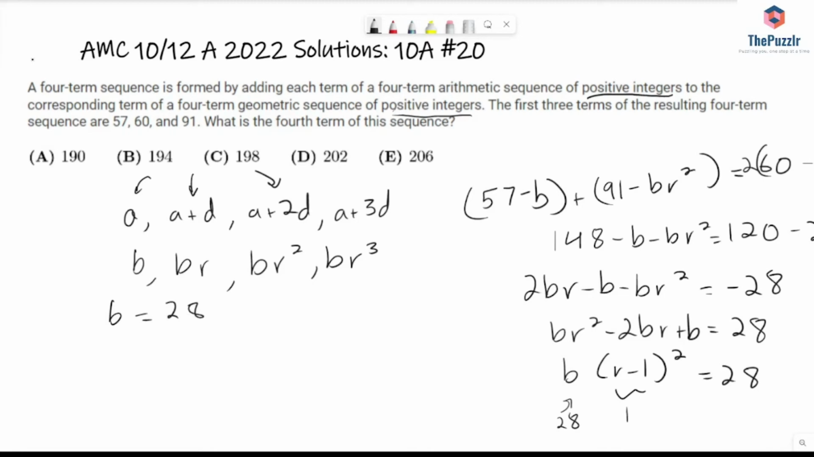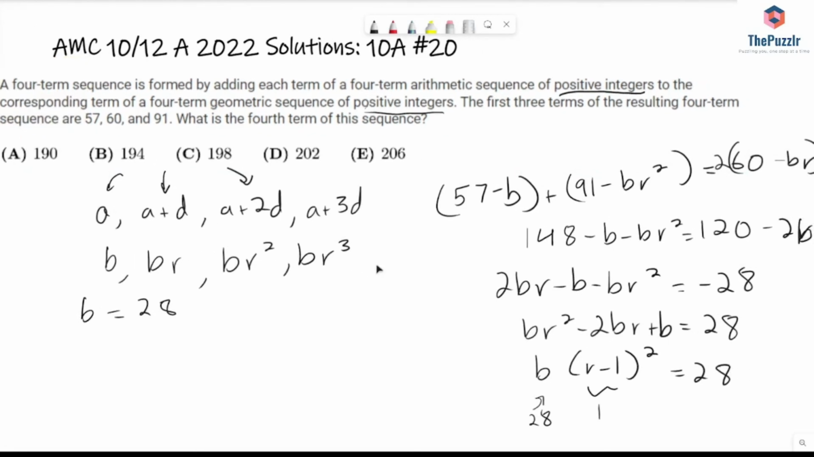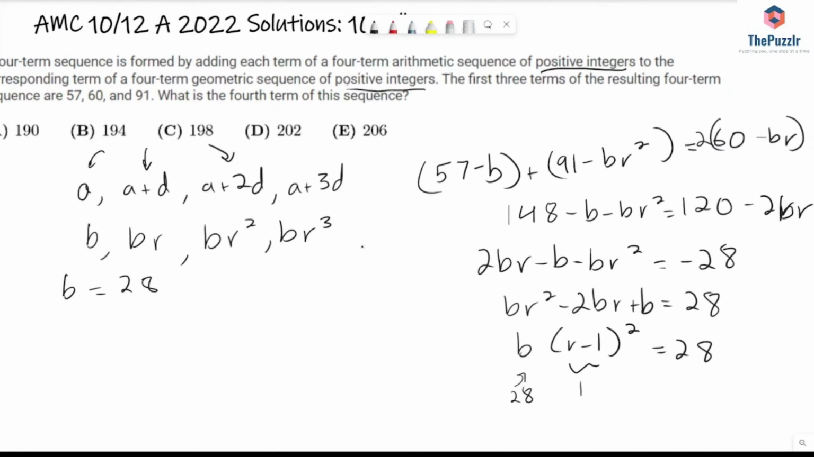So b equals 28 and r equals 2, because 2 minus 1 will give us 1. So then these terms would become 28, 56, and then this next one would become 112. But notice that the sum of this term and this right here is supposed to be 91, but 112 is already greater than 91, so a plus 2d is going to be negative, which contradicts the fact that it has to be a positive integer.